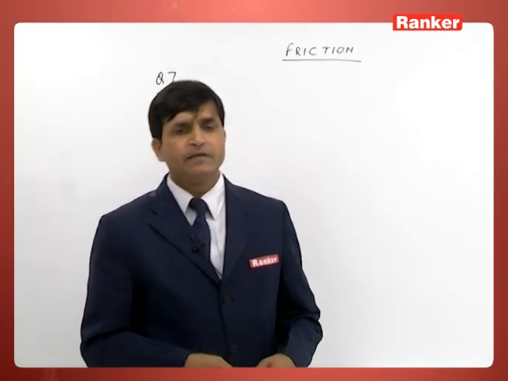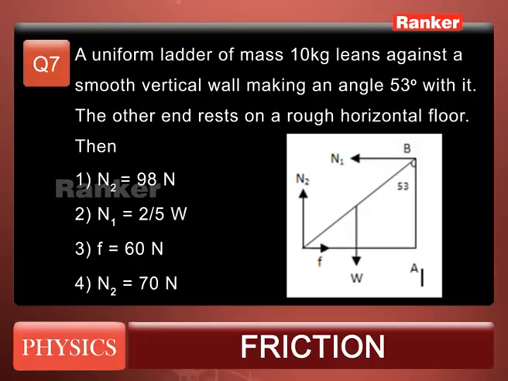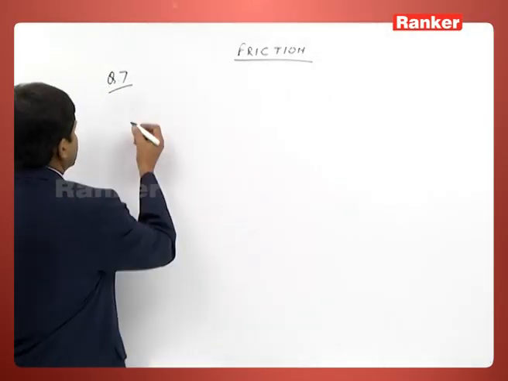In question number 7, a uniform ladder of mass 10 kg leans against a smooth vertical wall making an angle of 53 degree. The other end rests on a rough horizontal surface. Then we have to determine these values, N2 value, N1, F, and again another N2 value. See the solution of this.